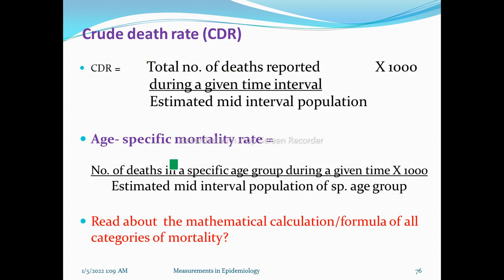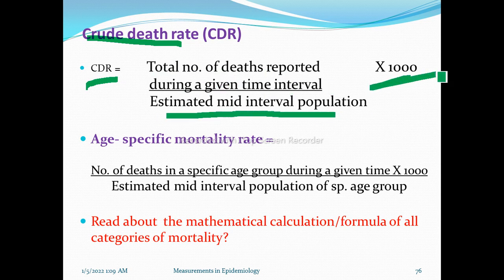So now, crude death rate is the total number of deaths reported during a given time period over the estimated mean interval population times 1000. Age specific mortality rate is the number of deaths in the specific age group during a given time over the estimated mean interval population of the specific age group. So like this, we will have different types of age specific mortality rate.